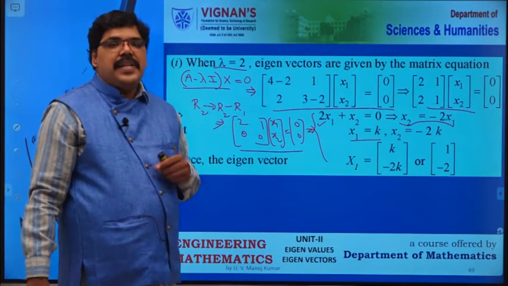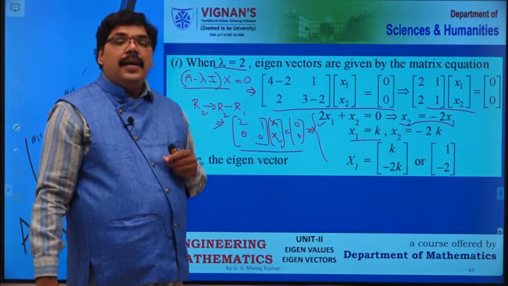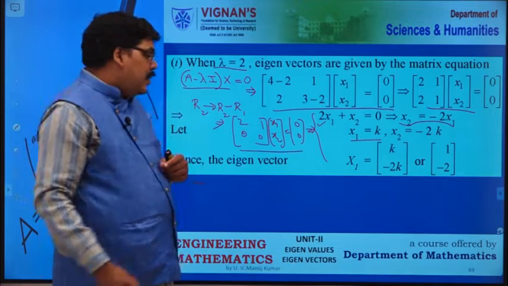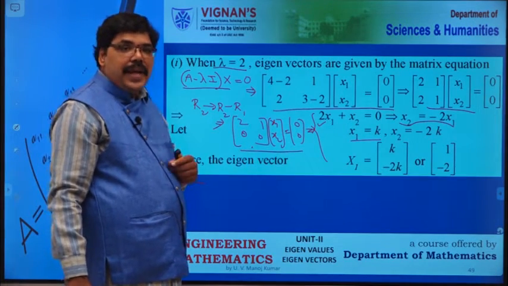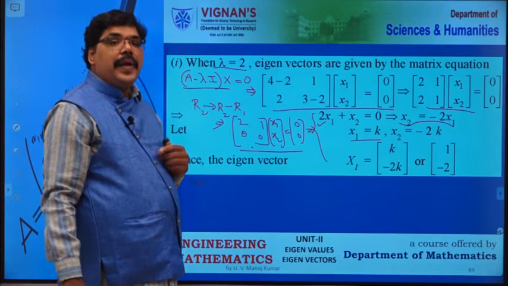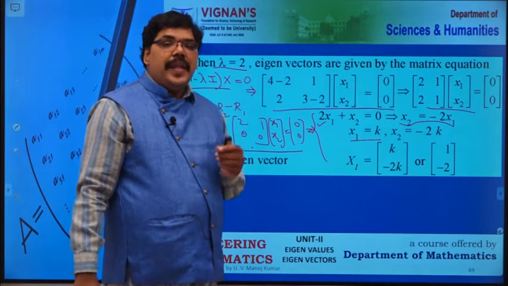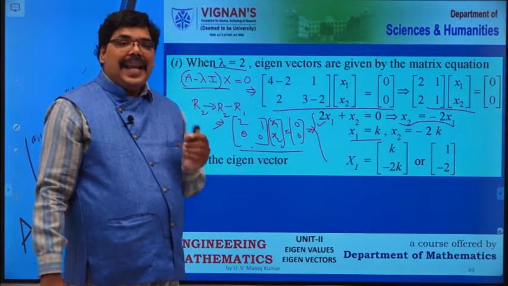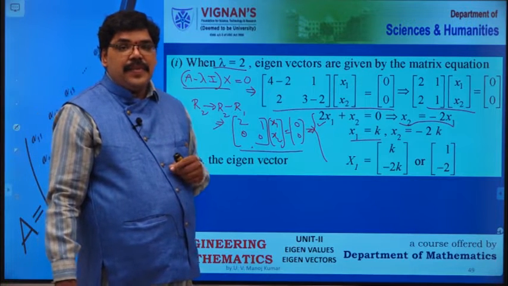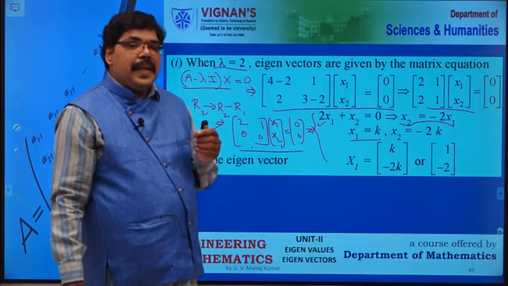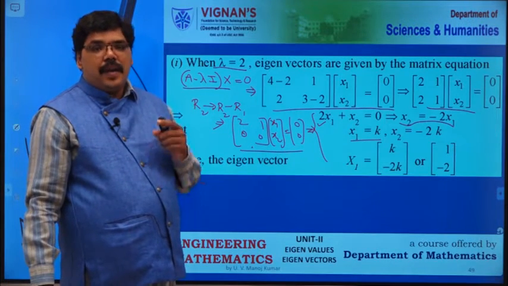Why are you saying x1 is k, sir? What is the reason? Can you tell me? Yes. If you see, what is the rank of A here? Rank of A is 1. How many variables are there? 2. So n minus r, if you calculate, you will get 1. We calculated like that in the previous problem also. When n minus r equals 1, we should take one variable as an arbitrary constant.